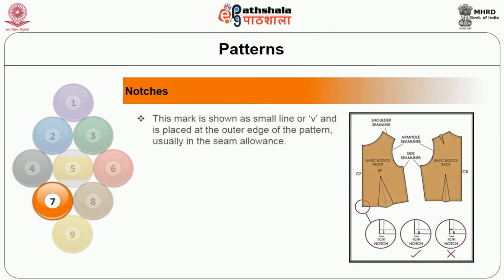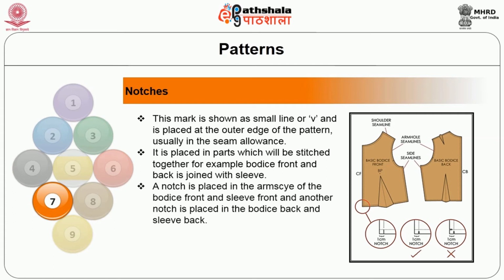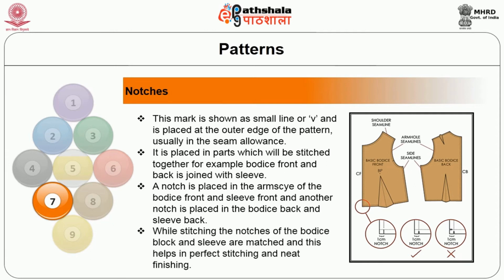Notches are another detail. This mark is shown as a small line or V and is placed at the outer edge of the pattern, usually in the seam allowance. It is placed in parts which will be stitched together. For example, the body's front and back are joined with the sleeve. A notch is placed in the armscye of the body's front and sleeve front, and another notch is placed in the body's back and sleeve back. While stitching, the notches of the body's block and sleeve are matched, and this helps in perfect stitching and neat finishing.